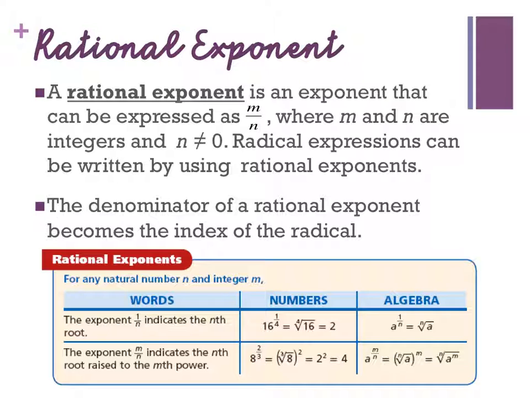Radical expressions can be written by using rational exponents. And the denominator of a rational exponent becomes the index of the radical. So this is the most important part of this: how to get it from a fraction as an exponent to a radical. You take the denominator of the fraction, slide it to the left, and it becomes the index. And then whatever's in the top drops down to become the exponent.